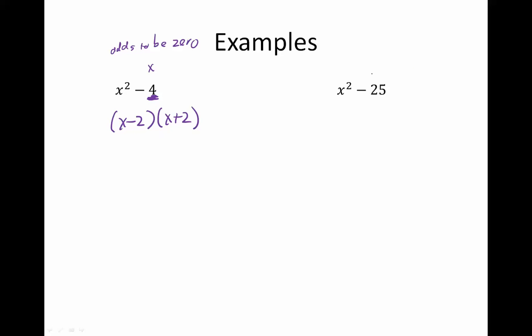Same with this one. We're looking for what multiplies to be negative 25 and what adds to be 0. So we're looking at x minus 5 and x plus 5. Again, a squared minus b squared, the minus is there. 25 is a square number. So we take the square root of that, 5, and that's where we get x minus 5, x plus 5.